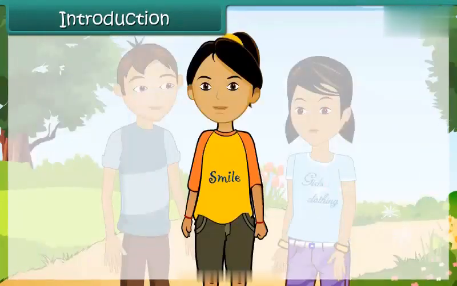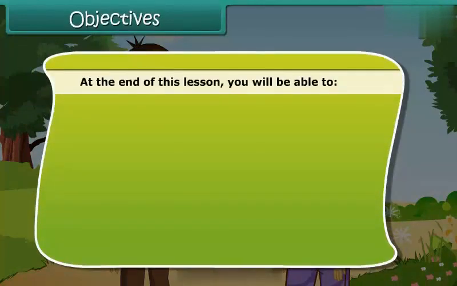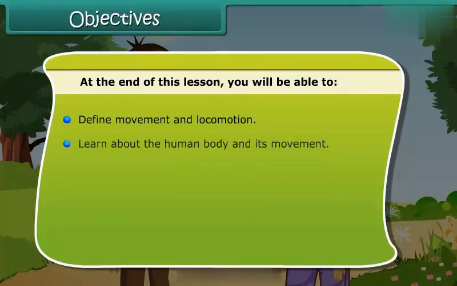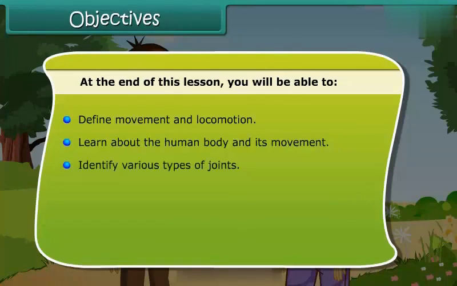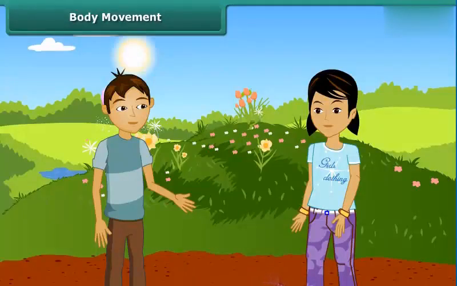Children, in this lesson, we will learn about body movement and the difference between movement and locomotion. Objectives. At the end of this lesson, you will be able to define movement and locomotion, learn about the human body and its movement, identify various types of joints, identify various muscles and their functions, identify movements in various animals, and identify the streamlined body.